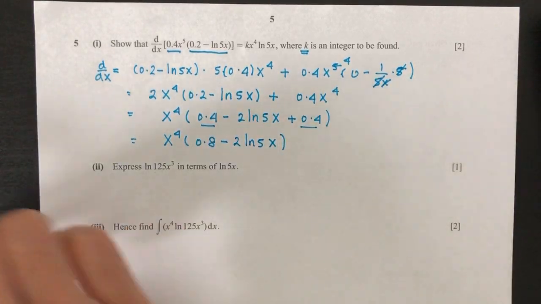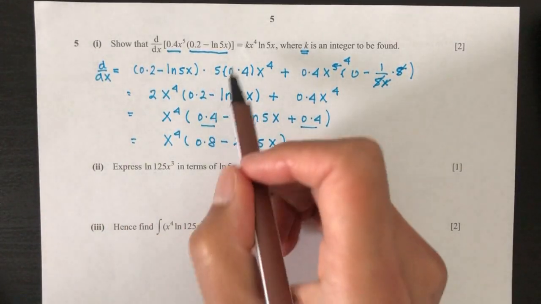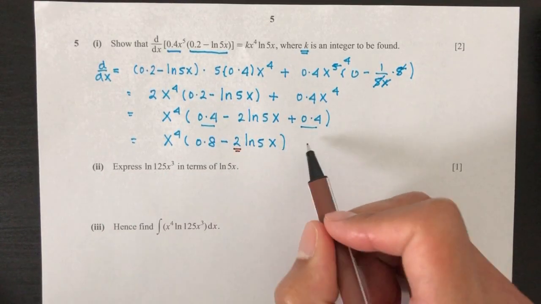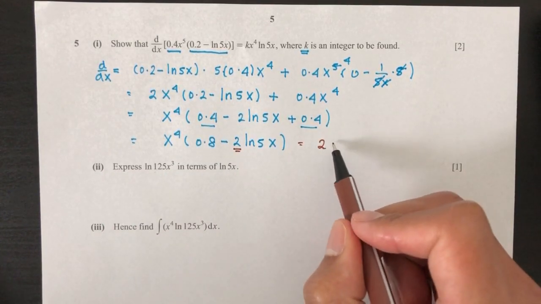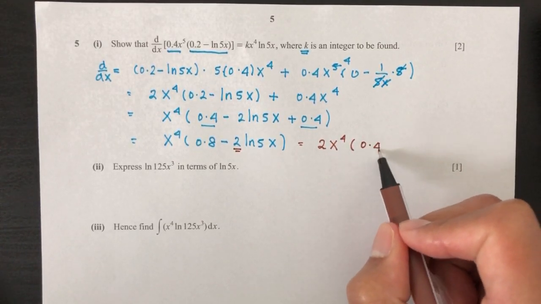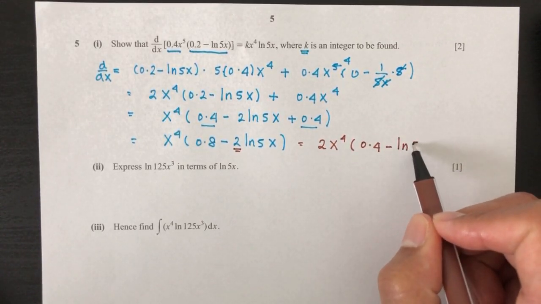Now if you want to factorize, as you can see, here we don't have anything, so we have to take out this value of 2. That will be 2x to the power of 4 times (0.4 minus ln 5x).